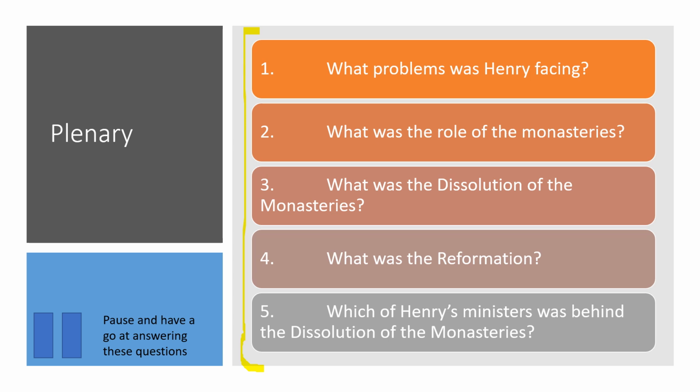So what problems was Henry facing? What was the role of the monasteries? What was the dissolution of the monasteries? What was the Reformation? And which of Henry's ministers was behind the dissolution of the monasteries? So pause and have a go at doing this for the final part.